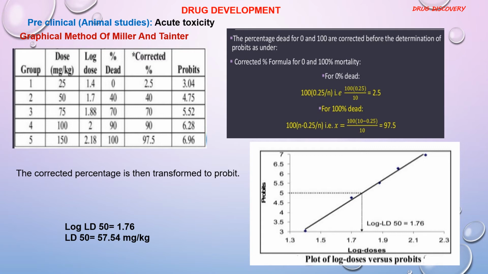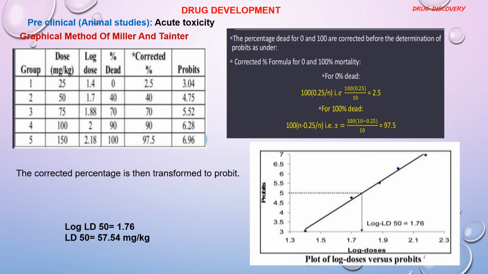Then for each value, the probit value is estimated by the probit table that is shown in the next slide. After calculation of the probits for each dose percentage, the table is made against log of doses versus probit. The x-axis is represented by log of doses and the y-axis the probits.